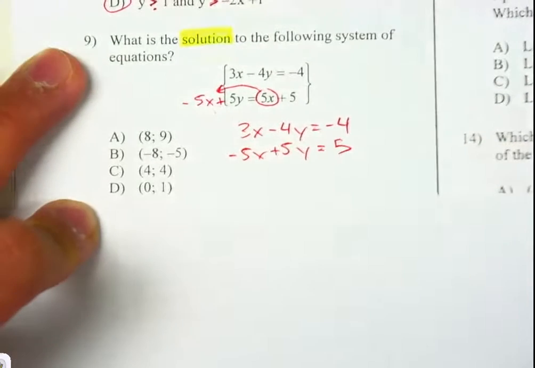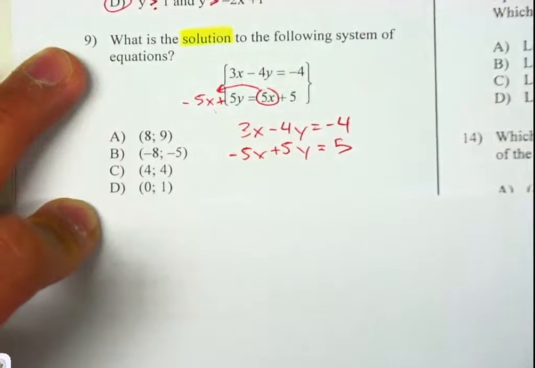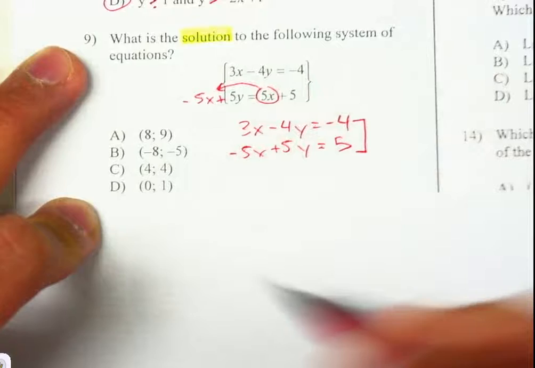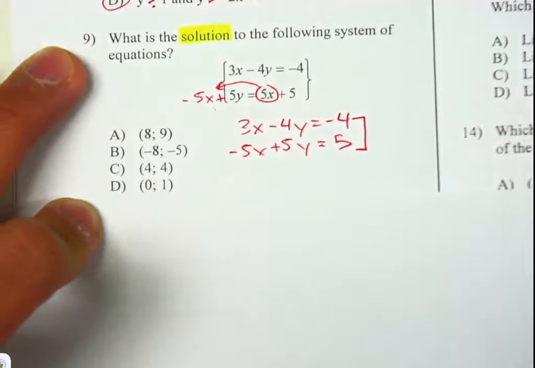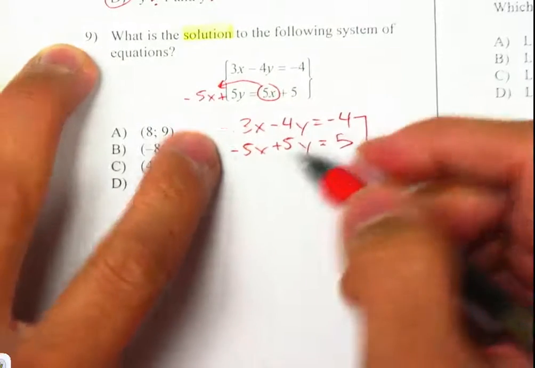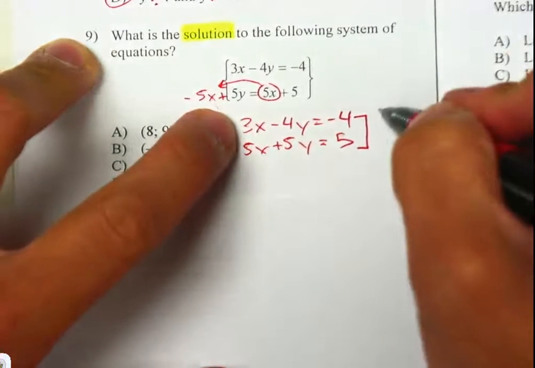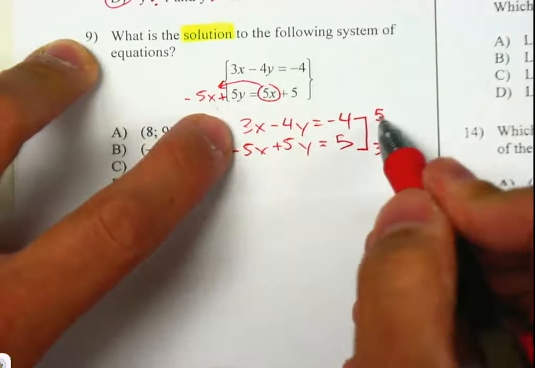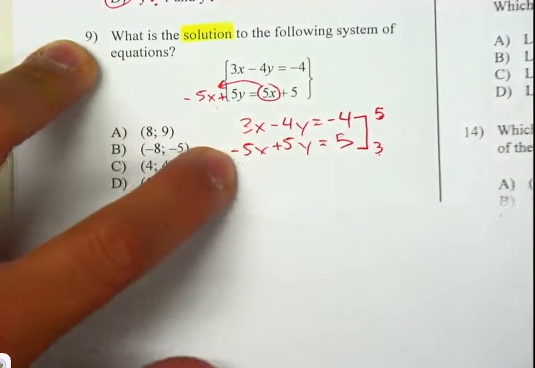And now we have it stacked up. And now we can treat this just like any other combination method, where we have to multiply to get opposites. Here we're going to have to multiply both equations. So let's see. Let's just say I want to eliminate my x's. I see I can multiply this one by 5 and this one by 3. That way I can get 15x and negative 15x. So that'll be my opposites.